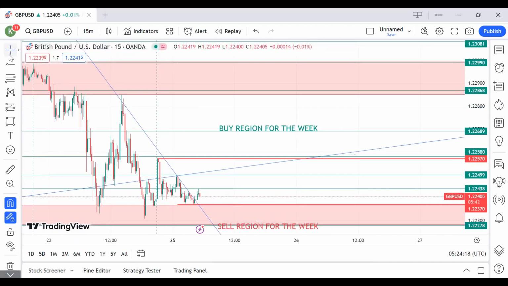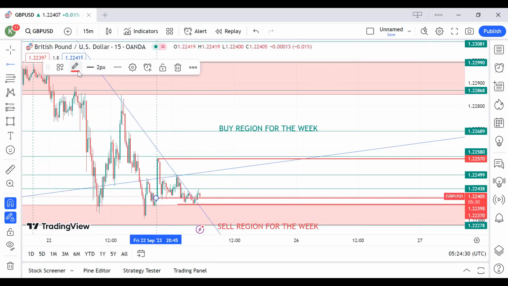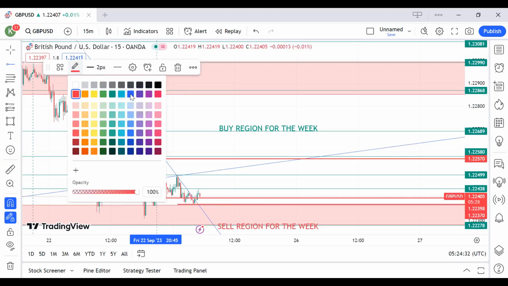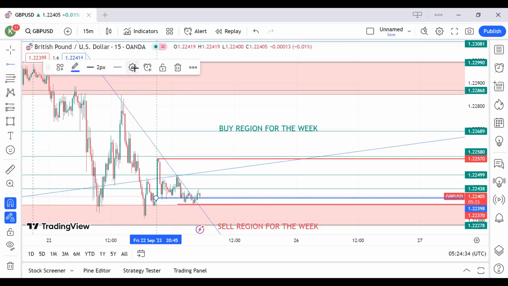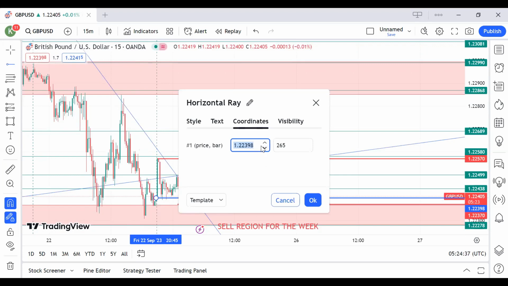So how do we normally start that? Of course, we use blue lines using the horizontal ray line. We look at the current place where price is. We drop a horizontal ray line with blue color. Then we quickly go to settings to see the number. When you look at this number, you can easily tell what the closest psychological level to this number will be.